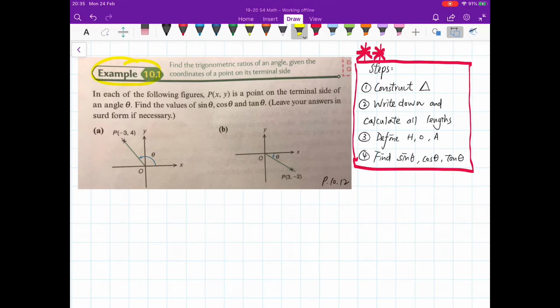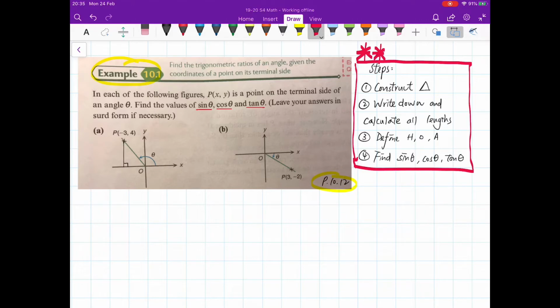So now I will talk about example 10.1 in your textbook, page 10.12. In this question, it asks you to find sine theta, cosine theta, and tangent theta. So in part A, as you can see, the length OP is in quadrant 2. So therefore, we will add a line like this to form a triangle in quadrant 2. And it is a right angle triangle.